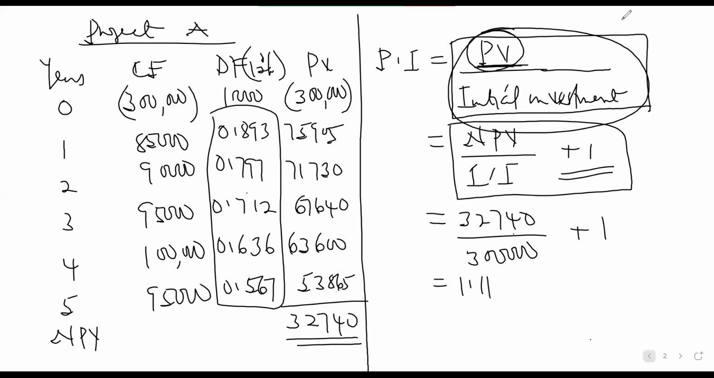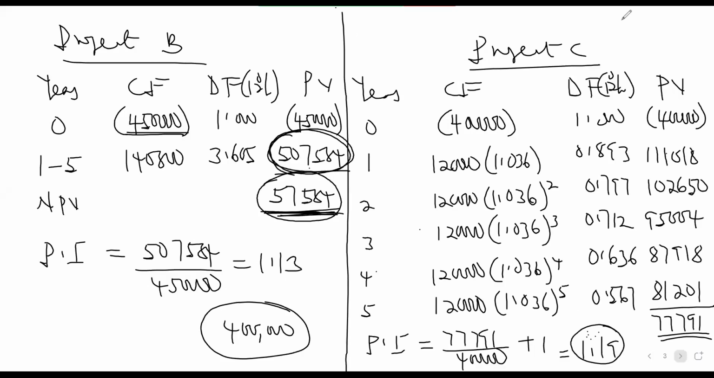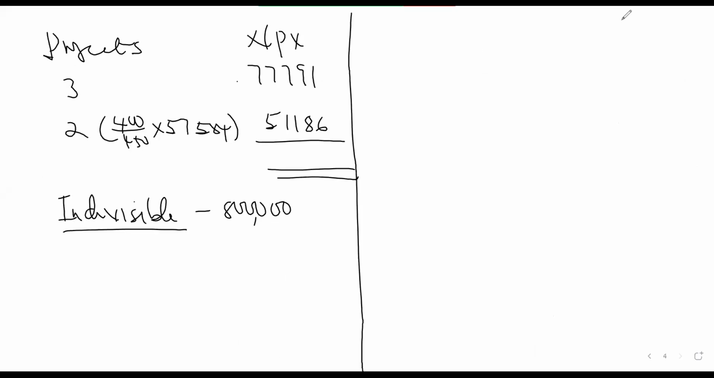We can decide to undertake project 1, which is 300,000, and it will be remaining 500,000. The 500,000 now, we can look at any of these projects. We can undertake project 3, because project 3 is giving us NPV higher than project 2. So if it is indivisible, this is how you are going to do the combinations.